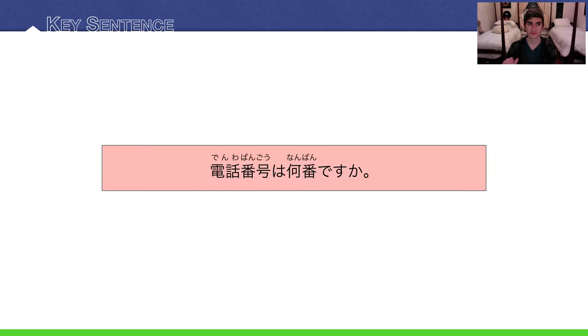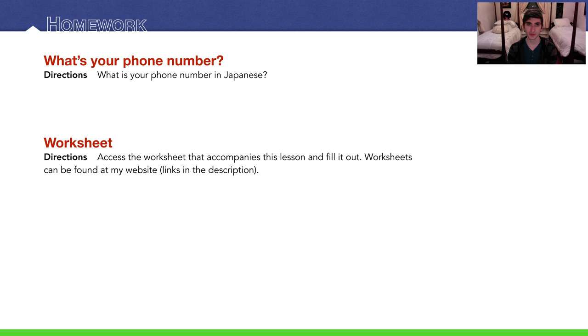Alright. And we're back to our key sentence. 電話番号は何番ですか? Which now you know means, what is your phone number? And speaking of what is your phone number, our homework for today is just that. What is your phone number in Japanese? Please don't share it in the comments below. I'm warning you that's a bad idea. You might get some unwanted phone calls and or text messages from people you have no idea exist. So just write it down in a journal or on a piece of paper somewhere. Write out how you would say it in Japanese. Don't forget the no for the hyphens in between the numbers.